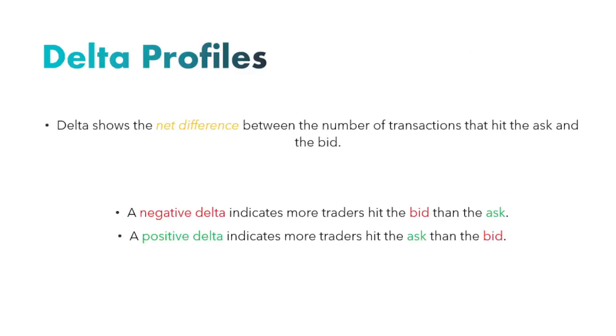Now the delta is probably one of the most important things, if not the most important thing, when it comes to understanding footprint charts. So you have a negative delta, which represents that more traders hit the bid than the ask, and vice versa. When you have a positive delta, that means that more traders hit the ask than the bid. And you're going to see this a lot.